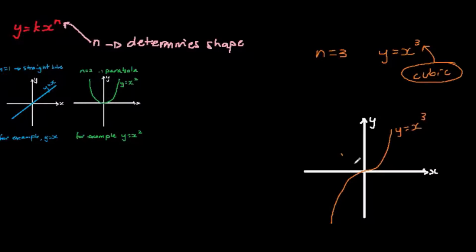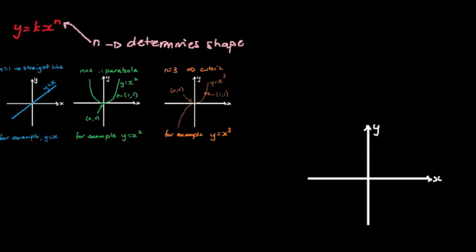And cubics also pass through the origin, always, or cubics in this form always do, and y equals x cubed also passes through 1, 1. So it's worth keeping that in mind as well, because they have a few things in common. So now let's have a look at what happens when n is a negative number.